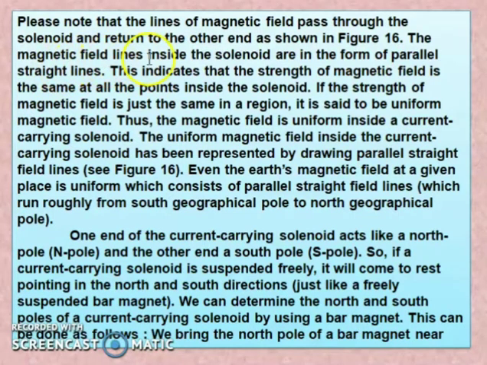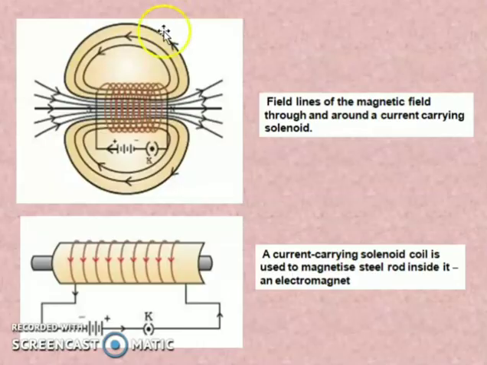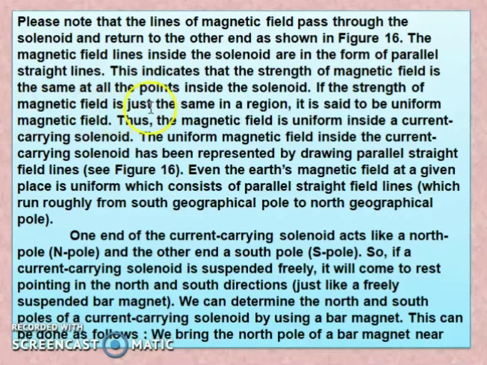So the magnetic field lines inside the solenoid are in the form of parallel straight lines. You can see inside a solenoid they will be parallel. It indicates that the strength of the magnetic field is the same at all the points inside the solenoid. So if they are parallel straight lines, this indicates that the strength of the magnetic field will be the same throughout.